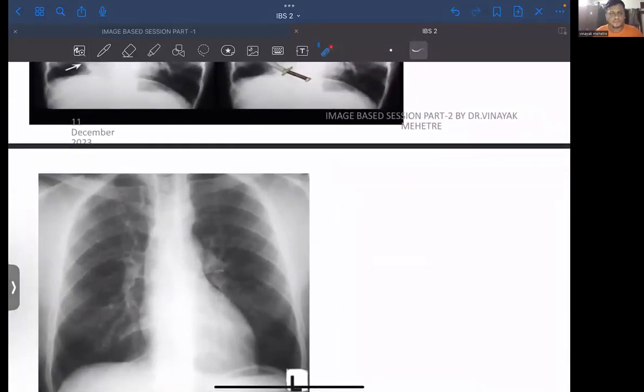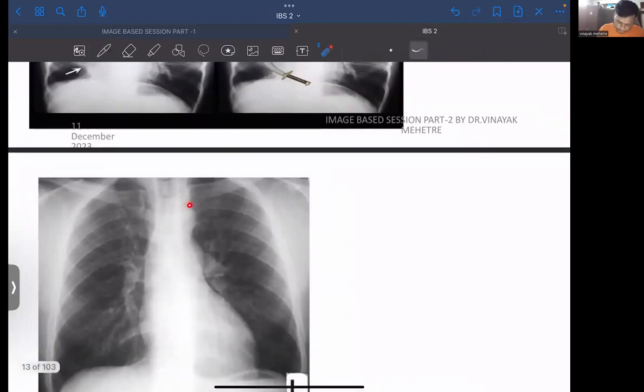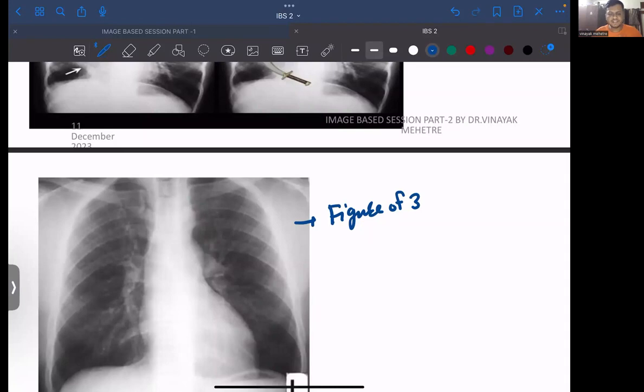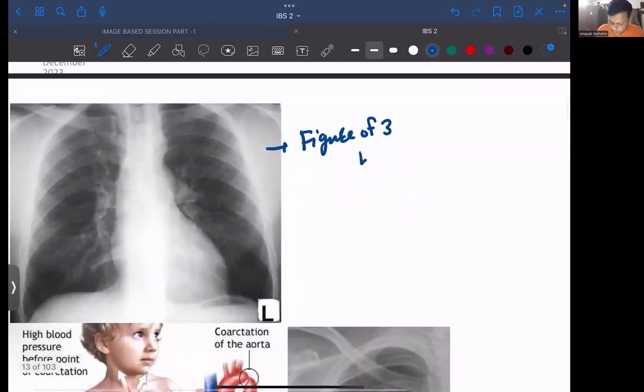What is this? Anyone? It is called figure of 3. Figure of 3 on chest X-ray. Remember it like this. Figure of 3 on chest X-ray is seen in coarctation of aorta.